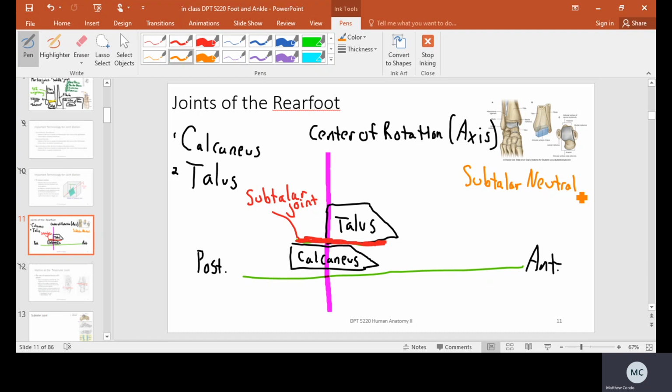Let me give you an example, okay? Like I said, the talus is going to sit a little anterior, and if we actually look at the exact angle, it sits at about a 42-degree angle or something. So it's already on a little bit of a slope.